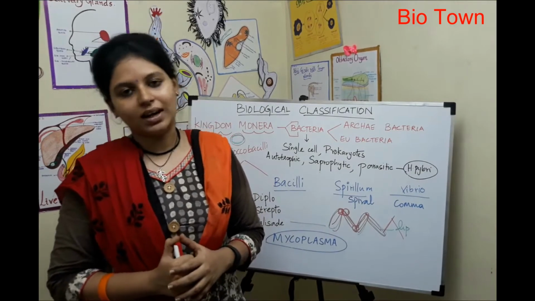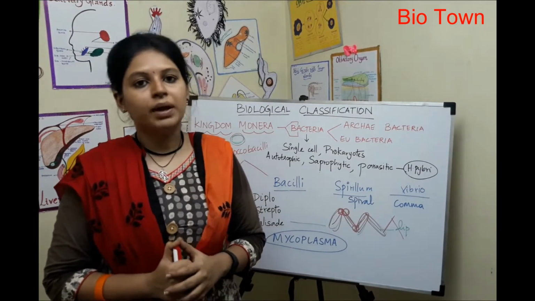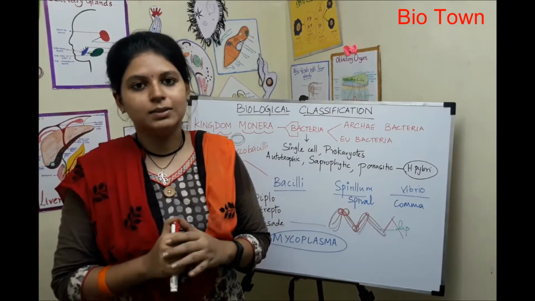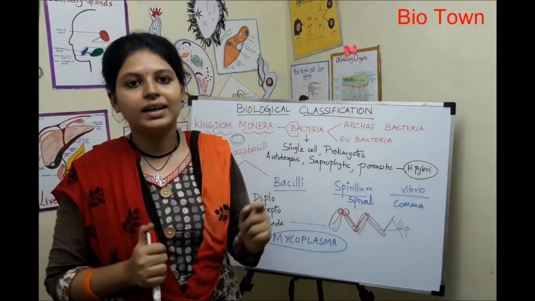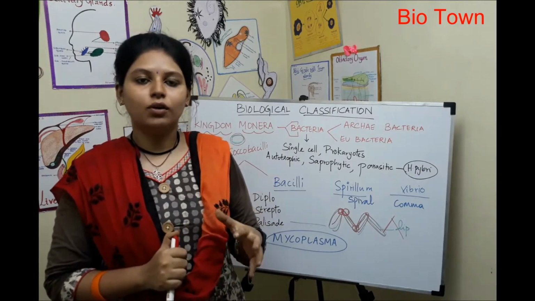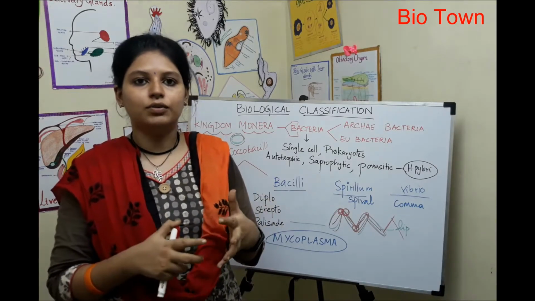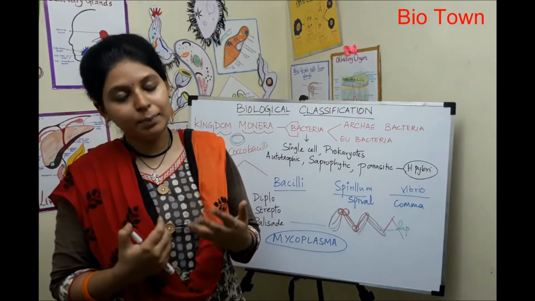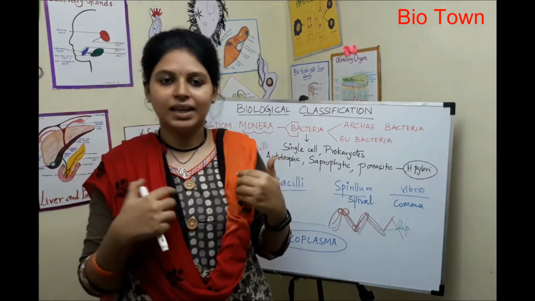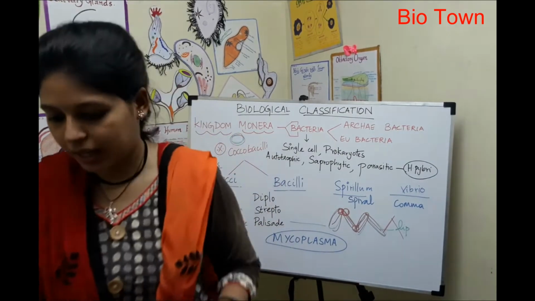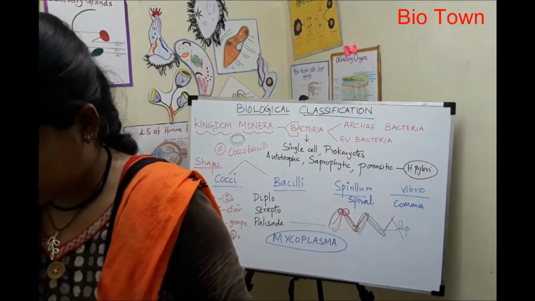Next we'll move on to the classification of bacteria based on the position of flagella. Flagella are basically hair-like or thread-like structures which help in the motility of the organism. With the help of flagella, these bacteria can propel themselves. Now we have many types and I'll show you.